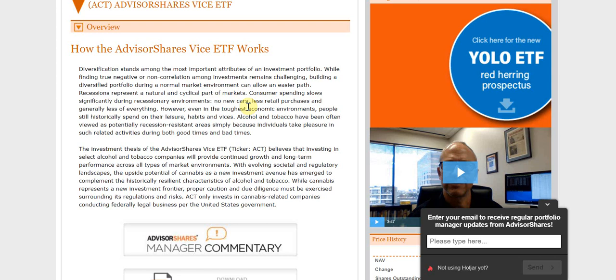Obviously, with recessions, consumer spending slows. People don't buy as many cars. They purchase less in terms of retail goods. Perhaps they move from luxury items down to cheaper goods. But even in extreme recessionary conditions, Sin Stocks, which include alcohol, tobacco, gambling, marijuana, and other related vices, I won't go into all the various subsectors, but people will consume those products or services, both in good times or bad.